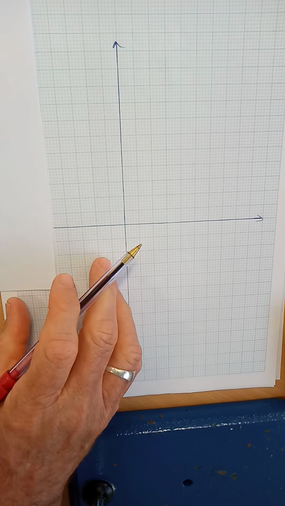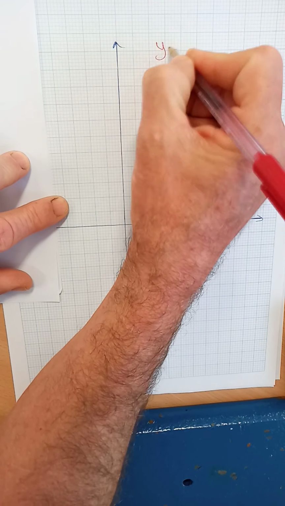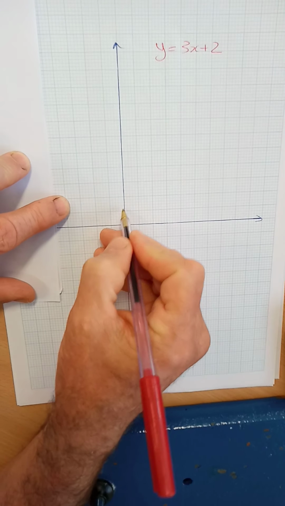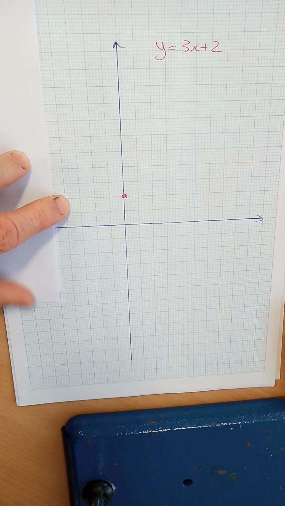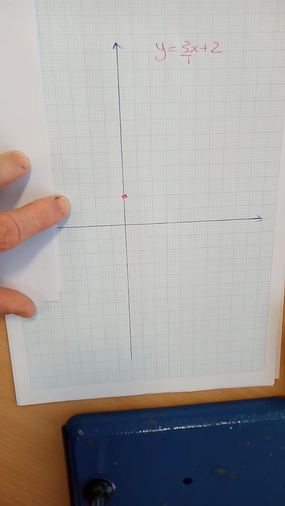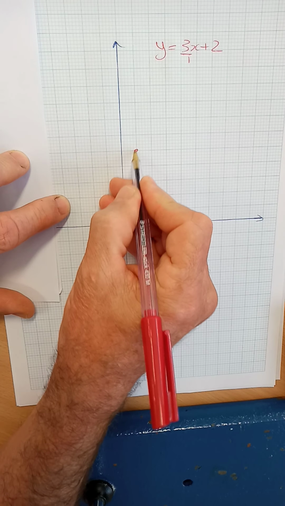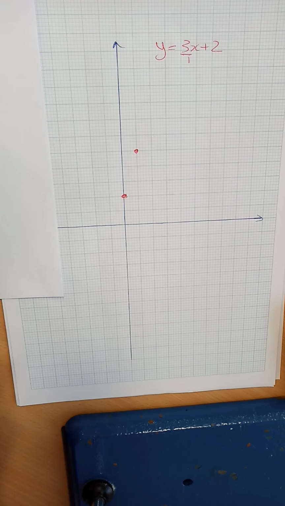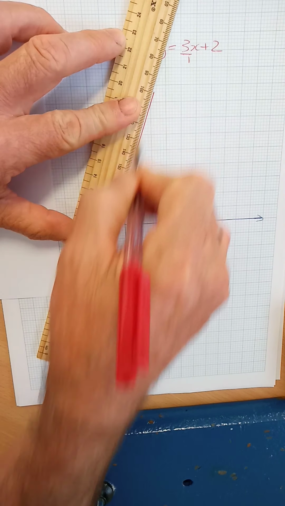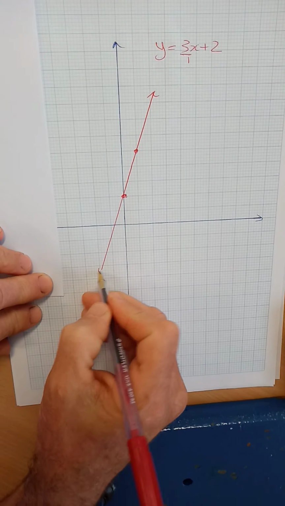So graphing that, the y-intercept was 2. So this is where it intercepts the y-axis. And the gradient was 3, or 3 over 1. So that means I go up 3, across 1. Now this method you only get 2 points. So you've got to be accurate with it. And that's the graph of y equals 3x plus 2.